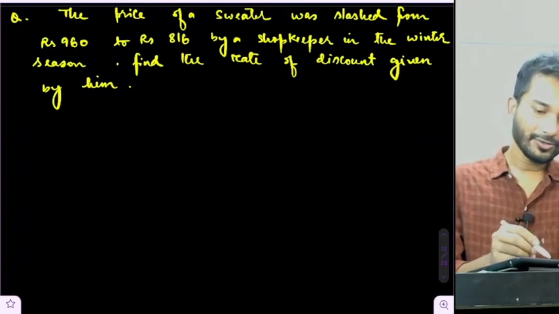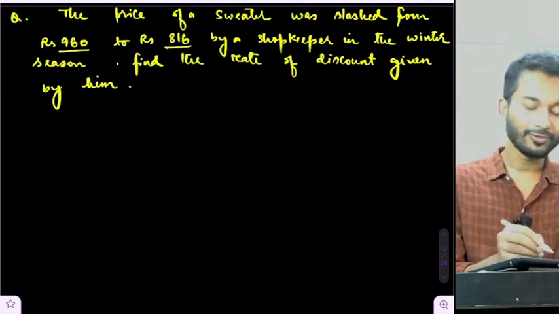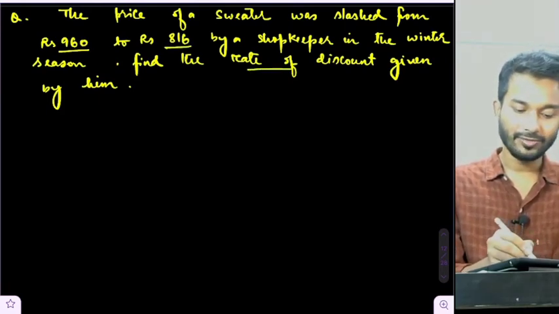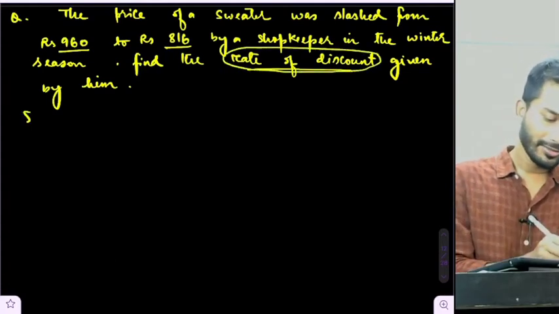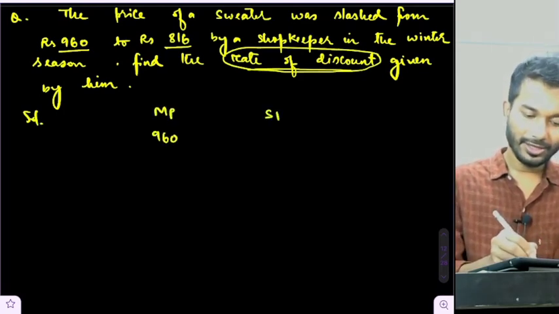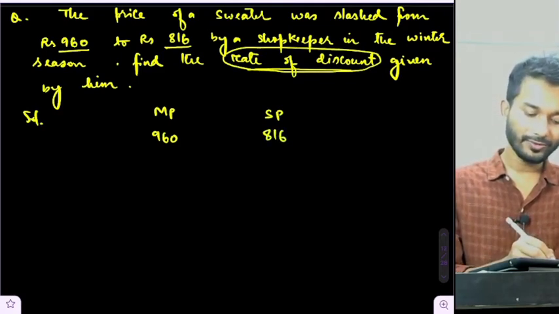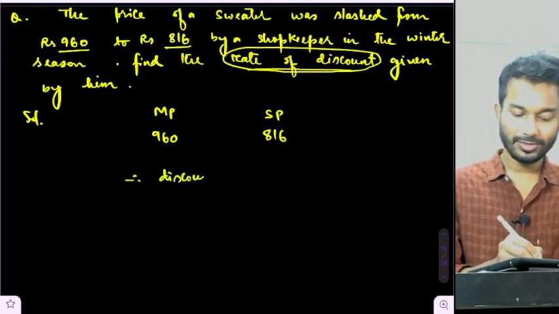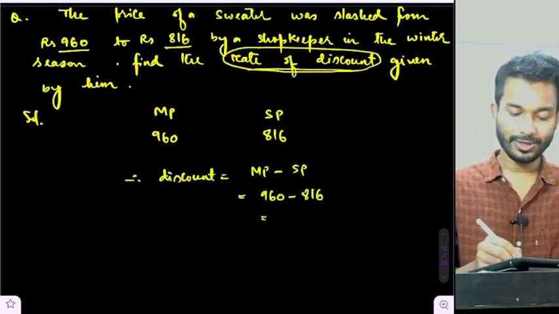What he said, the price of a sweater was slashed from rupees 960 to rupees 816 by a shopkeeper in the winter season. Find the rate of discount. As I told you, rate of discount means percentage discount they are asking. So here mark price was 960, slashed to selling price 816. They are asking what is the rate of discount. So before that we have to find out discount. Discount equals mark price minus selling price. 960 minus 816 will be 144 rupees.